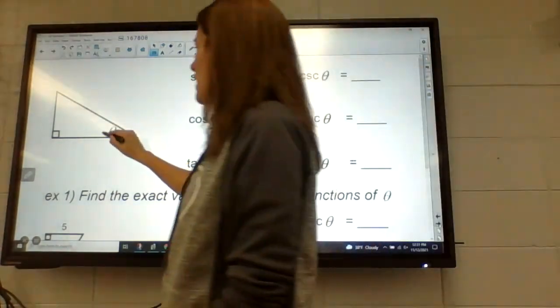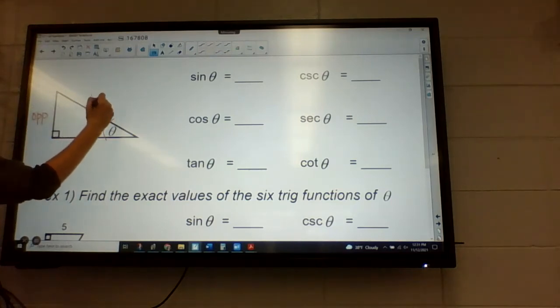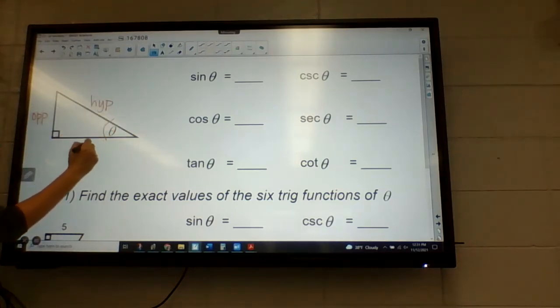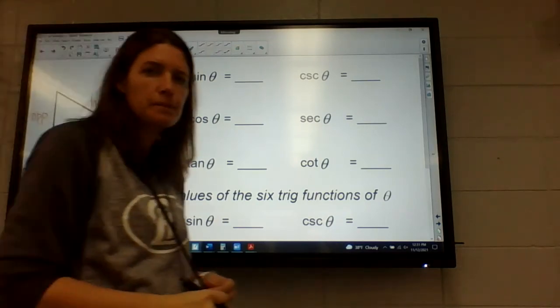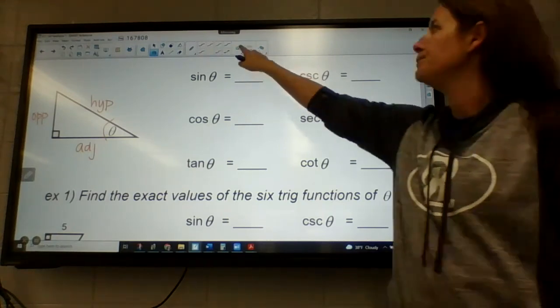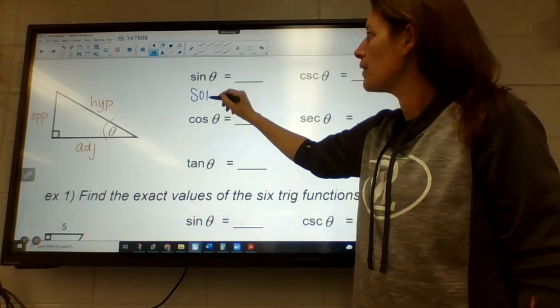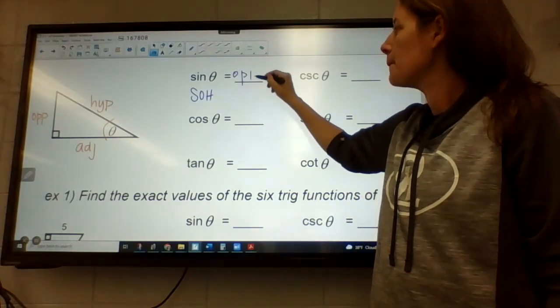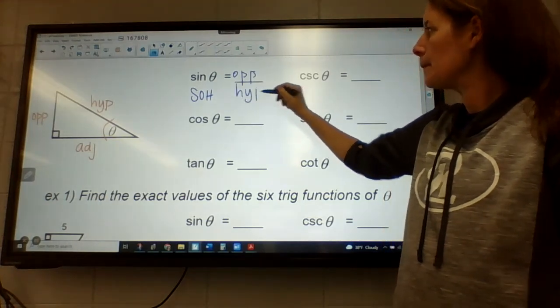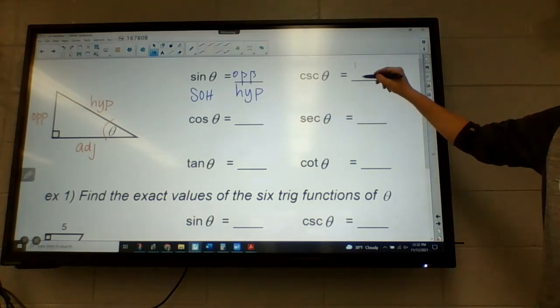So if this is our angle theta, we have our opposite over our hypotenuse, and then our adjacent. So sine is opposite over hypotenuse. So what would that mean for cosecant? Yeah, you just flip it.